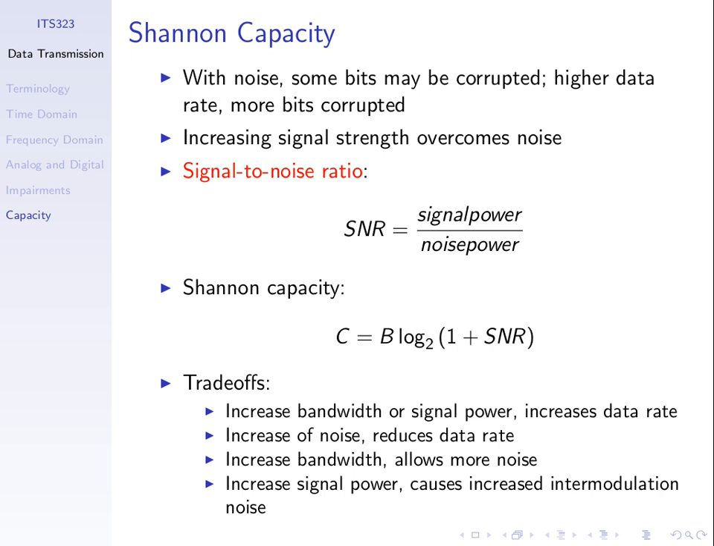So we need to, in practice, maintain a reasonable signal power and a reasonable bandwidth. So we cannot make them infinitely high. We cannot just increase the signal power as strong as we want because it has other impacts, although not captured in the equation.